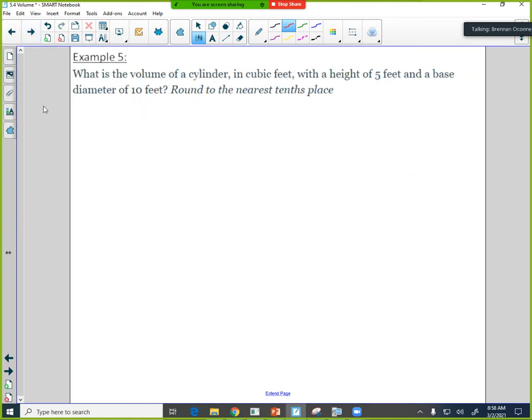All right. Example 5, what is the volume of a cylinder in cubic feet with a height of 5 feet and a base diameter of 10 feet? So again, if I try and sketch a cylinder to the best of my ability, not necessarily to scale, we have a height of 5 feet and a diameter.